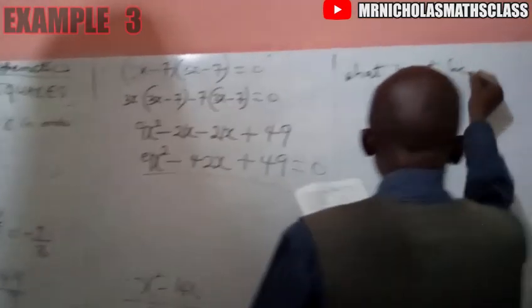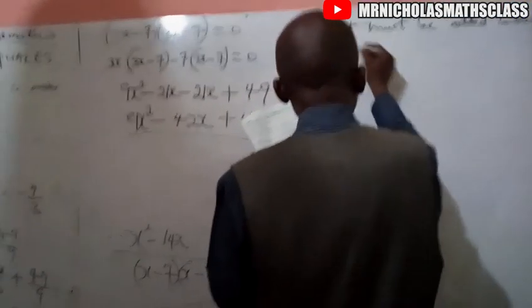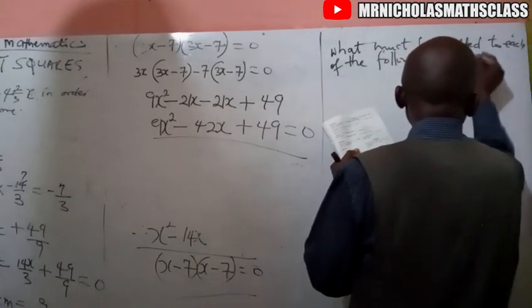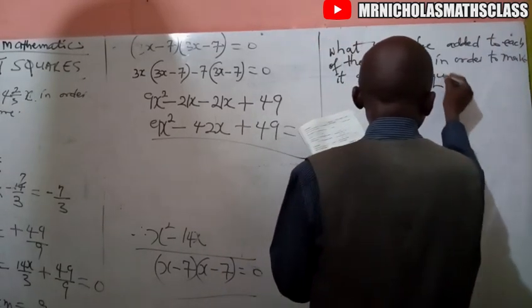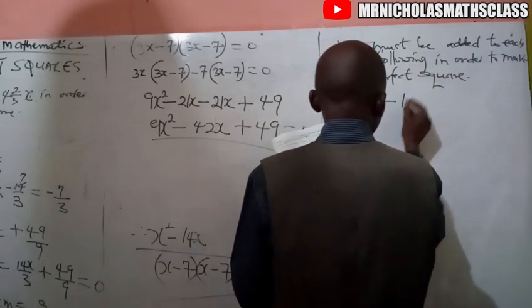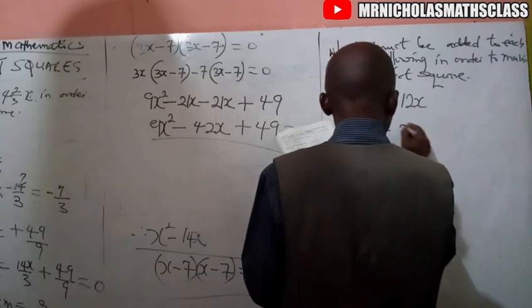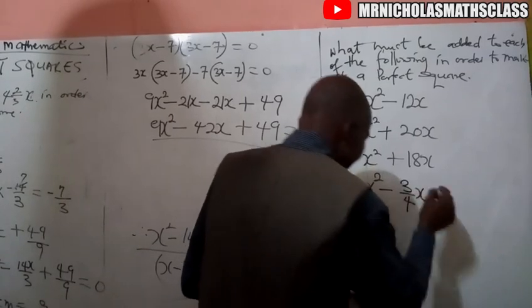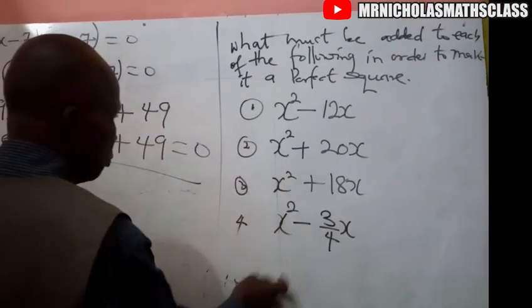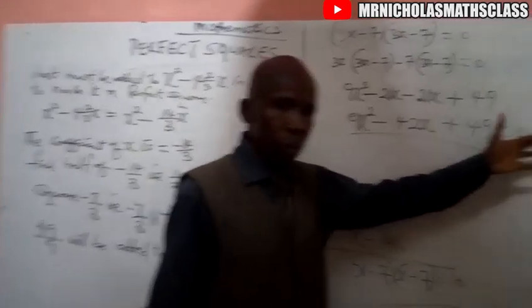What must be added to each of the following in order to make it a perfect square? Number 1, s squared minus 12s. Then number 2, s squared plus 20s. Then minus 3 over 4s. The first ones are simple, but look at this last one, similar to the last example. Yes, this is your assignment. You have to do it.